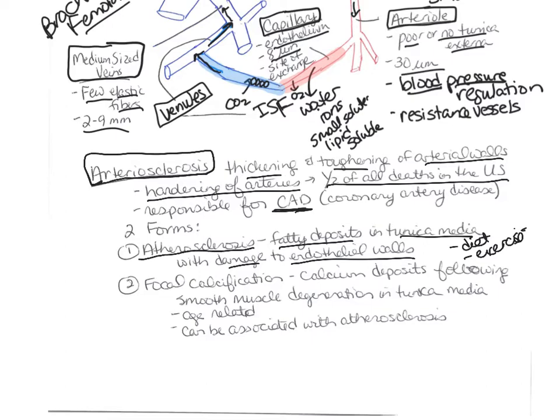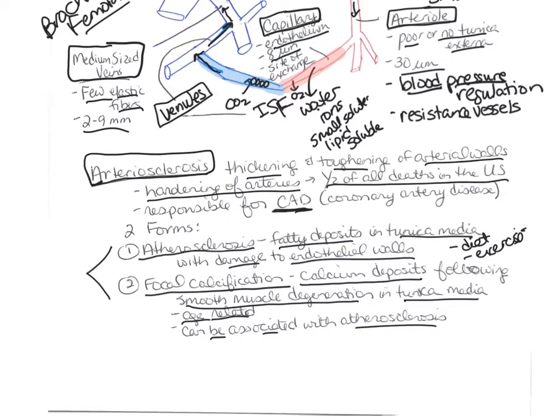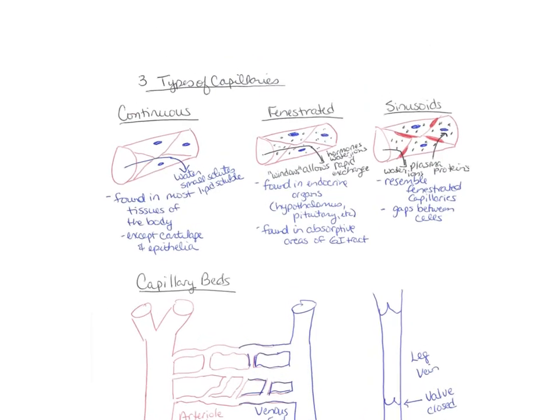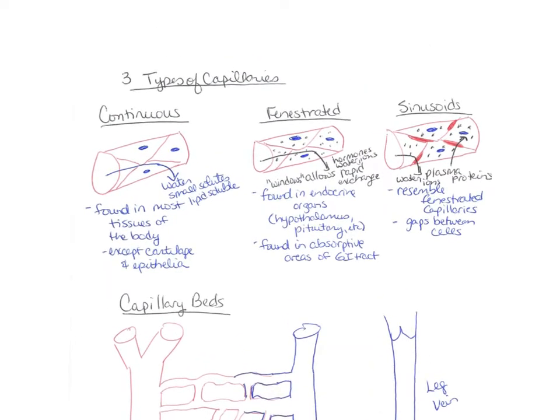And then we also have another form called focal calcification, and this is where a person has calcium deposits that follow any type of smooth muscle degeneration in the tunica media. So this sounds more like it's age-related and less related to diet and exercise, but it can also be associated with atherosclerosis. So a lot of times a person will have both of those going on at the same time. Now, there are actually 3 different types of capillaries that I want to mention, and I want to go over each one of those.